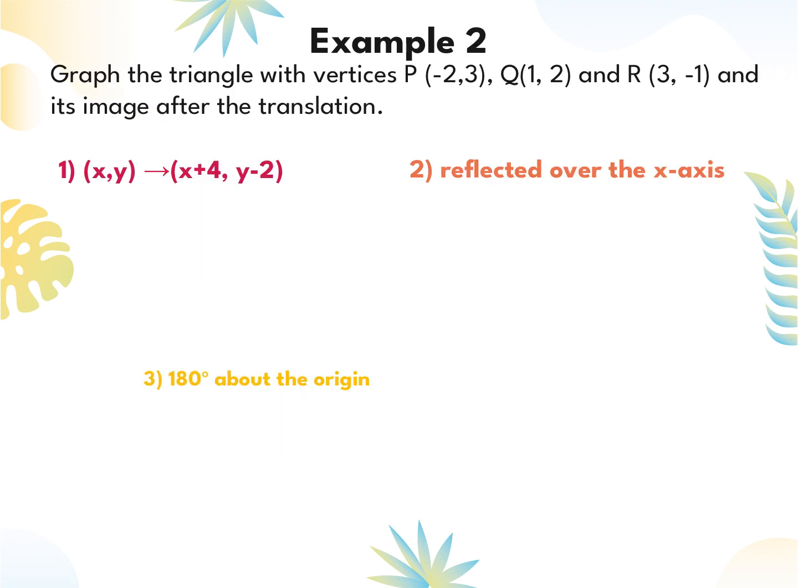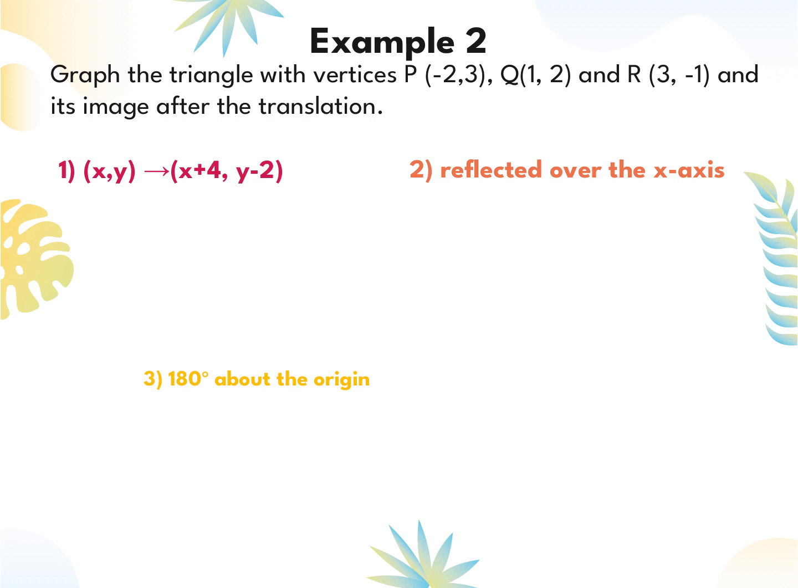We're going to go ahead and take these same 3 ordered pairs. We're going to perform a translation, a reflection, and a rotation on these 3 ordered pairs, P, Q, and R. And then on the next slide, we're going to graph them, and you're going to see how the figure changed. So let's go ahead and do number 1. This one is a translation. We're going to slide it.